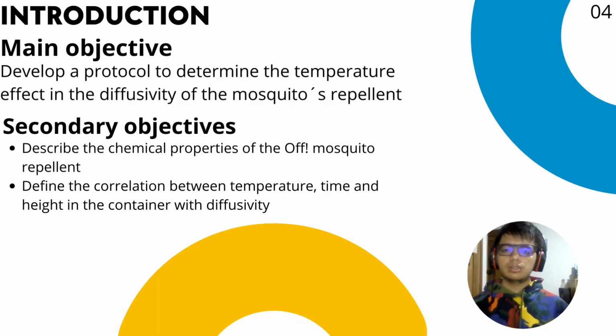Now for the objectives of this lab, we will develop a protocol to determine the temperature effect on the diffusivity of the mosquito repellent. As secondary objectives, we will describe the chemical properties of the mosquito repellent, that is the brand that we use in the lab, and we will define the correlation between temperature, time, and the height in the container that we use with the mixture, and relate those factors to the diffusivity.